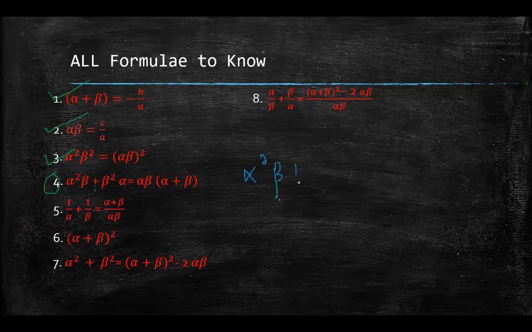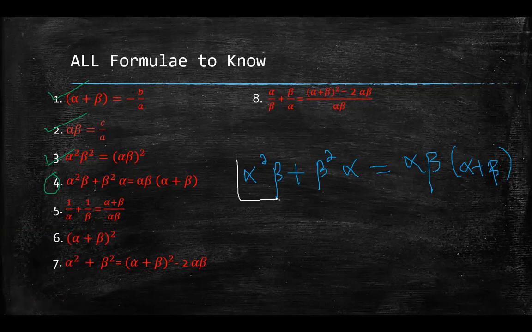Number 4 states that alpha squared beta plus beta squared alpha is equal to alpha beta, and in brackets beta plus alpha. Why? So let me just break down how they get that.